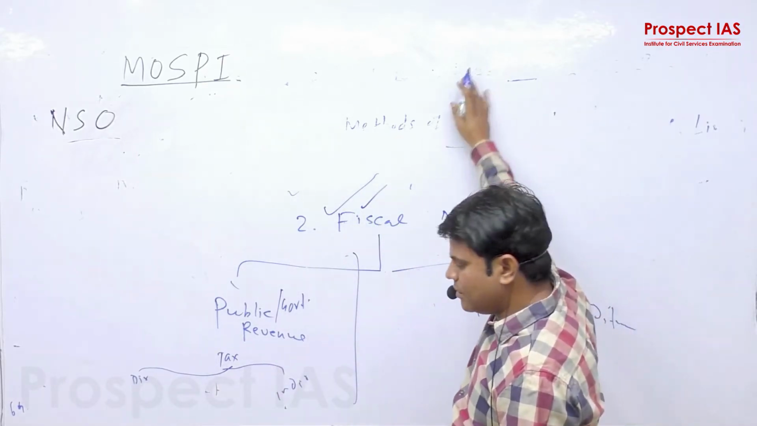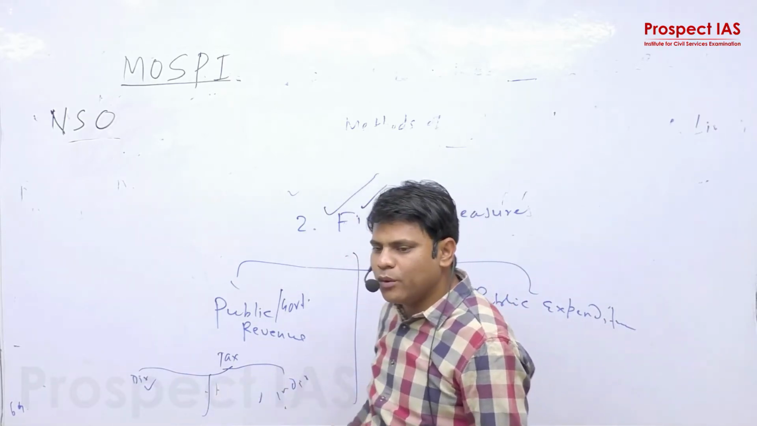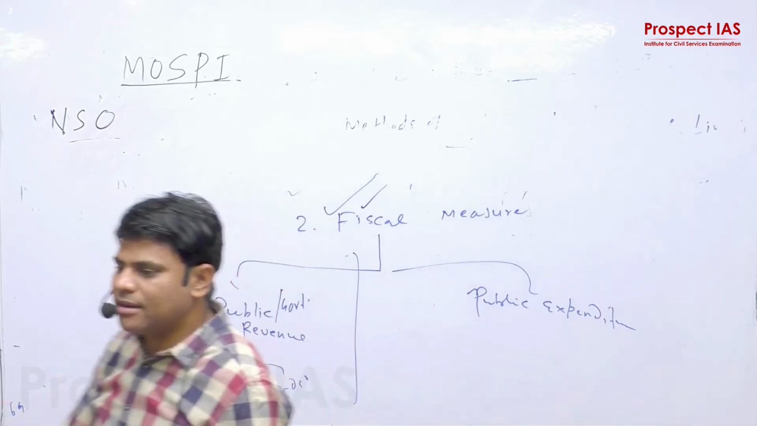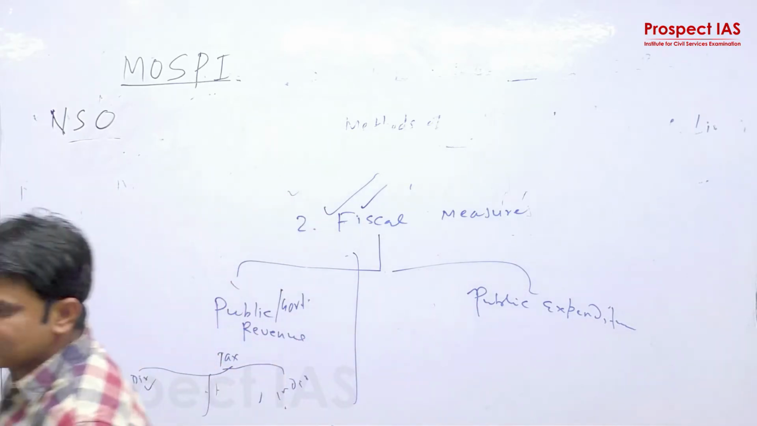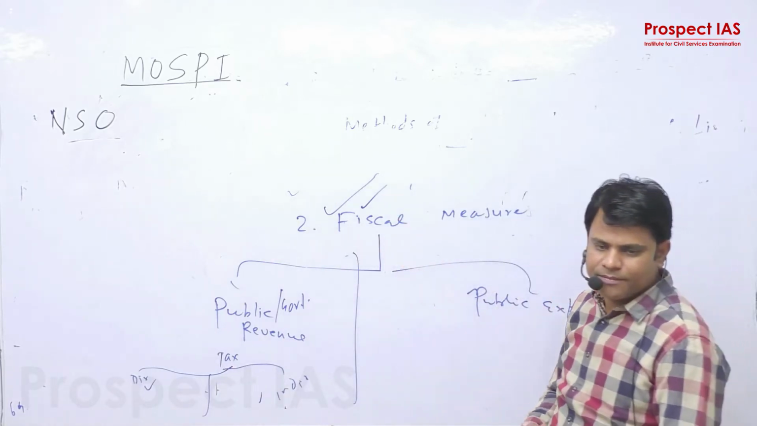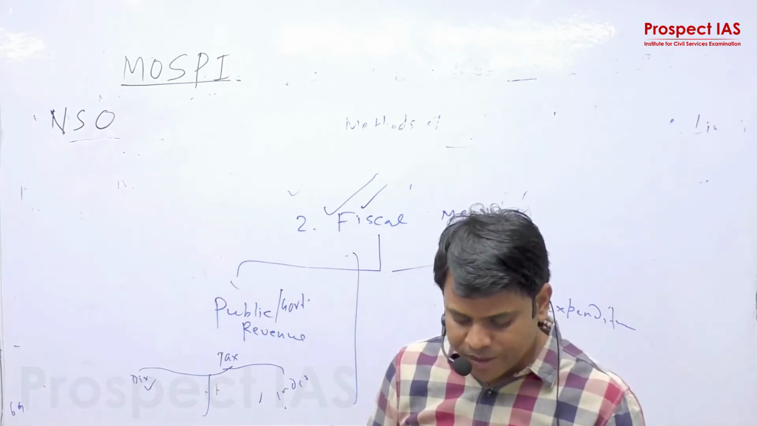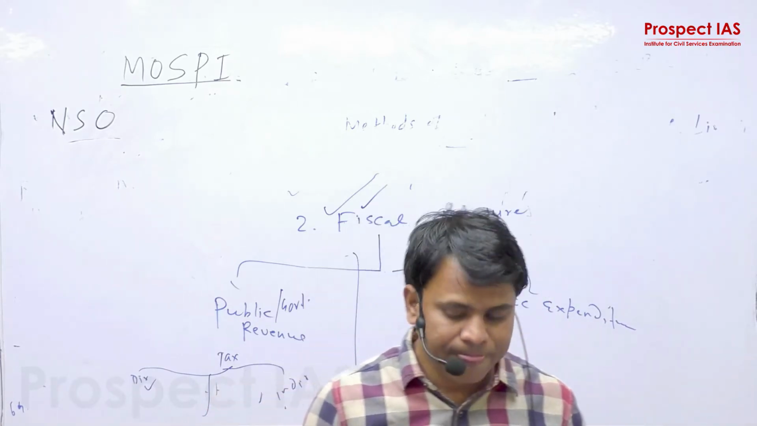ठीक है? So first we'll see what we mean by direct and indirect tax, and then we'll see what exactly government does with respect to direct and indirect tax to control inflation, है ना? Do you know the difference between direct and indirect tax? What you mean by direct and indirect tax?